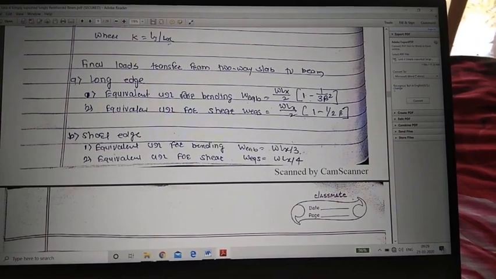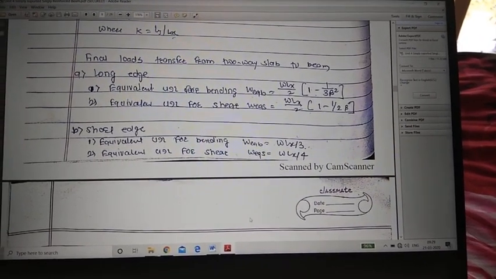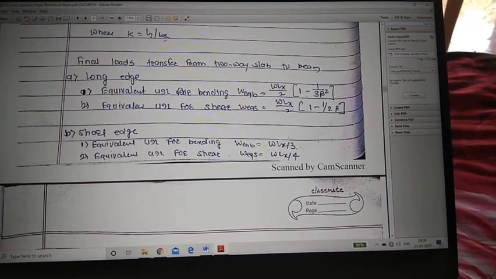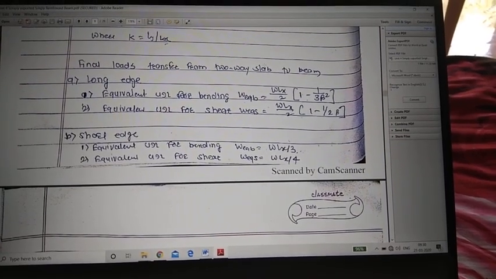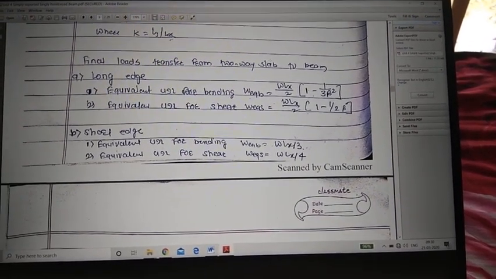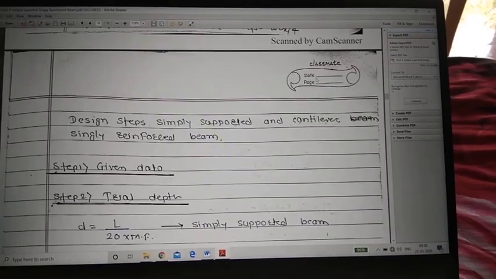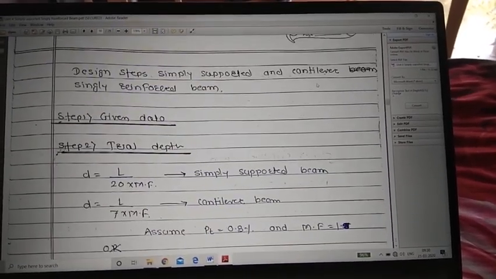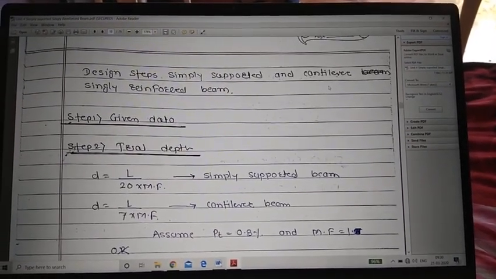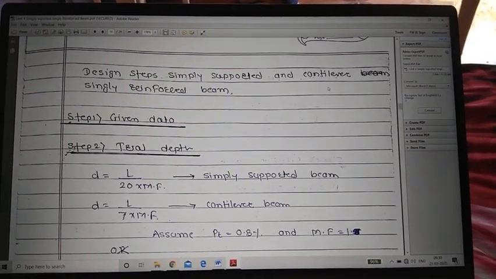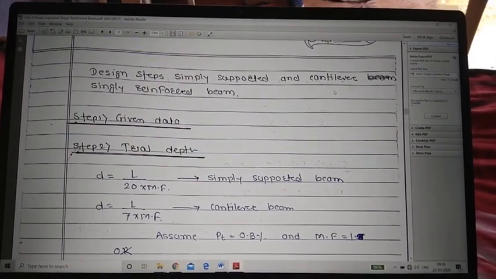Long edge equivalent UDL from the bending moment, this formula is usable for us, that is WLx by 2 into (1 minus 1 divided by 3 beta square), and for the short edge WLx by 3. You can use this formula. Then after that we will discuss in the next video the design steps of simply supported and cantilever singly reinforced beam.